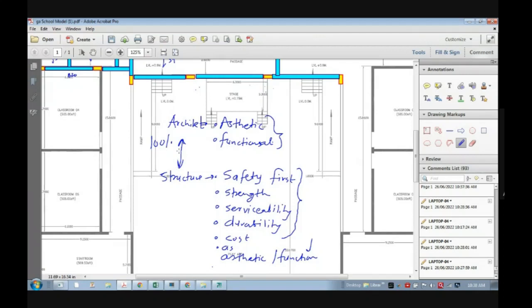So negotiate between yourselves, and then you will get a good final solution, we can say, which will have aesthetic, functional, safety, serviceability, and all. So these are the general guidelines, because I know that many people ask me how to handle such situations. You can handle it, there is no problem. Okay.